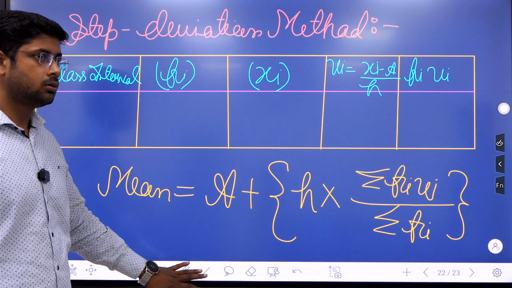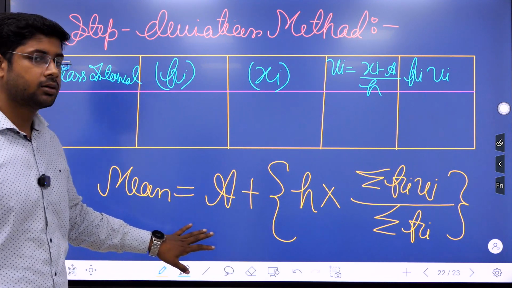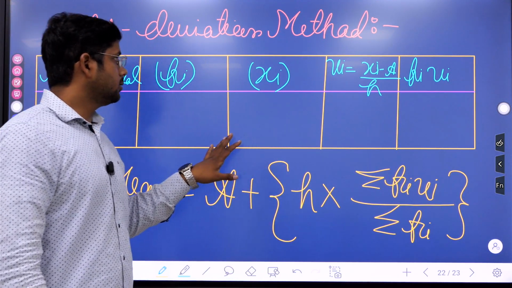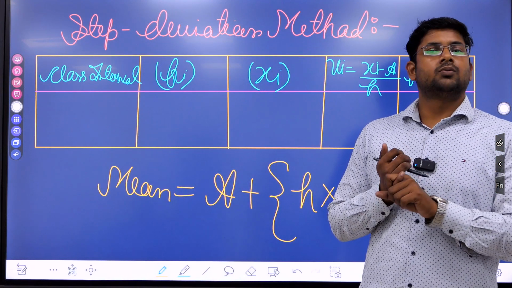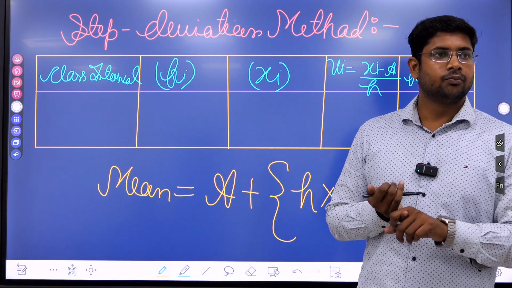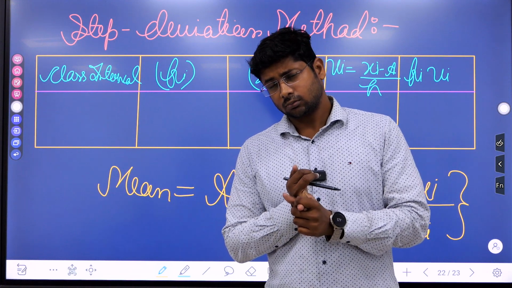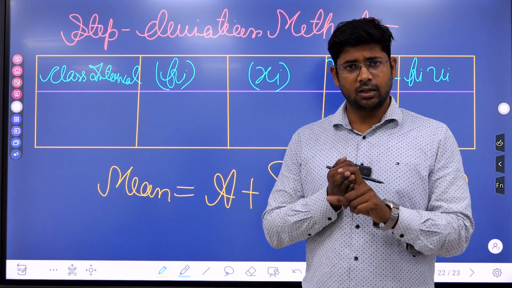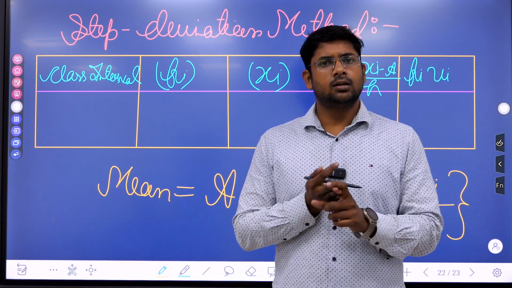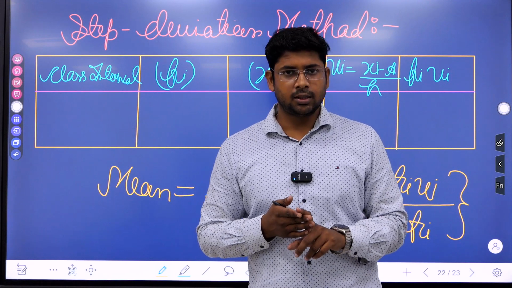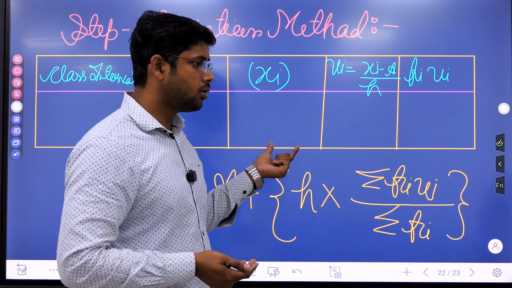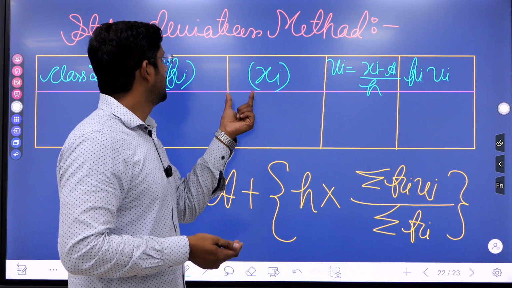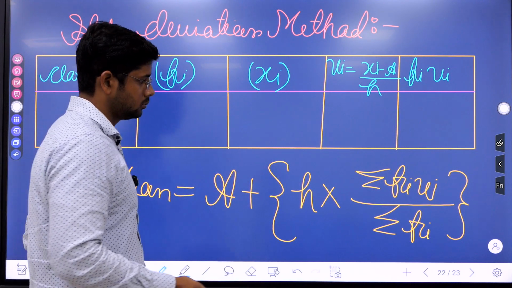Okay, clear? So here I explained the methods: first arithmetic mean, second the direct method, third the assumed mean method, fourth the step deviation method, and now come to mode. And in this we will also explain median.